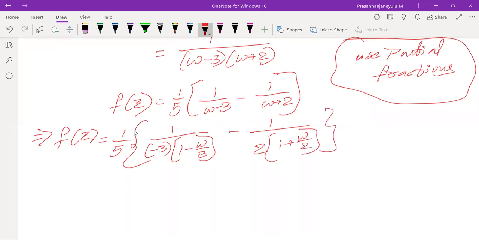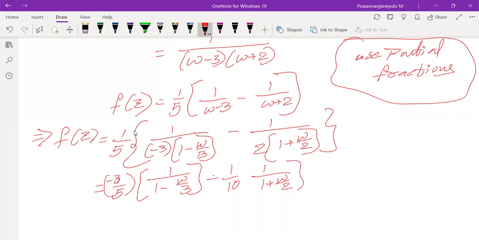Okay, so be careful while you are mentioning the brackets. 1 by 5 is common for both, so minus 3 by 5 into, what is the expansion? What will we get? 1 by 1 minus w by 3. This expansion I will do in the next step. Plus, sorry, minus 1 by 5 into 2, 1 by 10 into 1 by 1 plus w by 2. Is it clear to everybody?